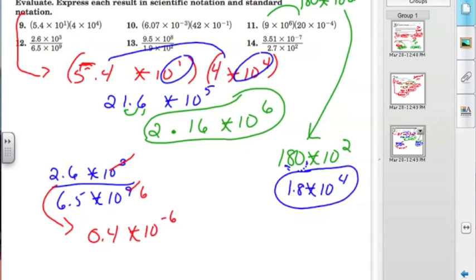Now the question is, it looks like it's in scientific notation, but it's not, because I have a 0 to the left of the decimal point. I need to move this to here. I need to make it 4.0 times 10.